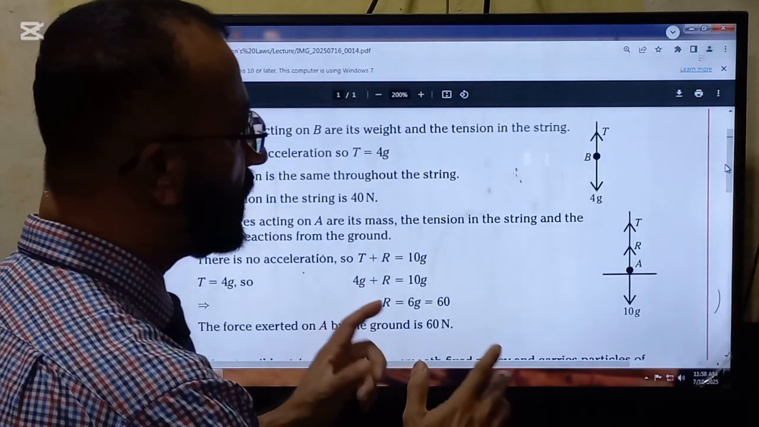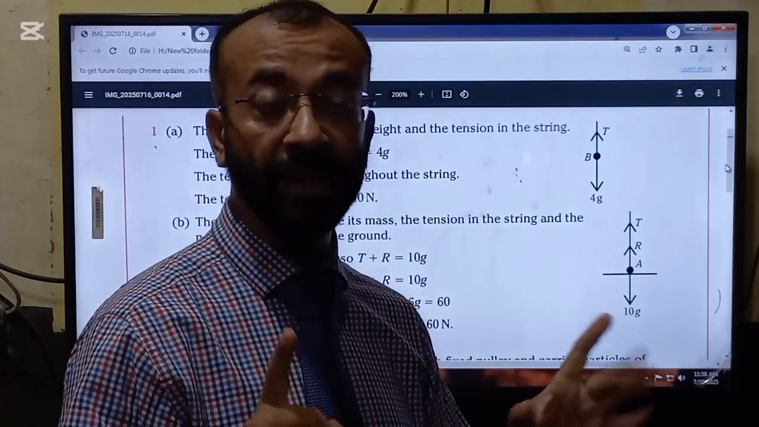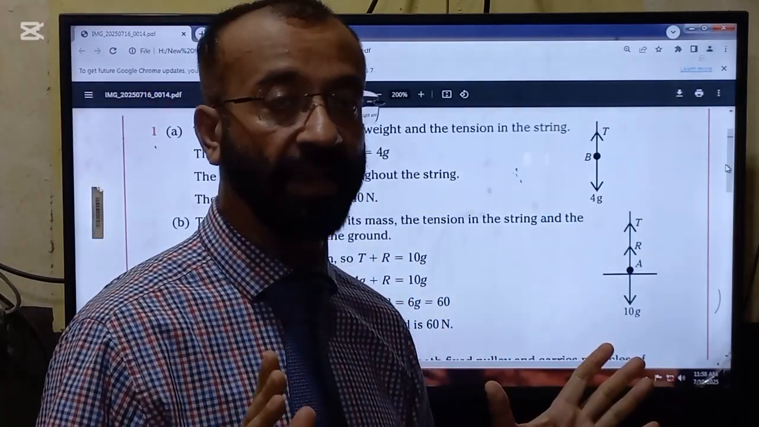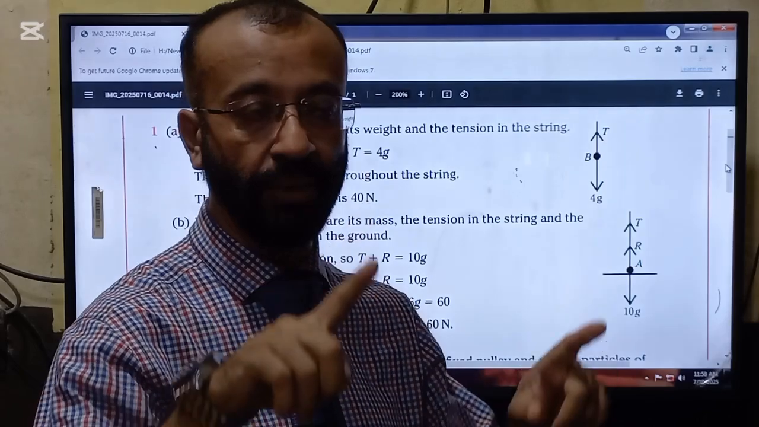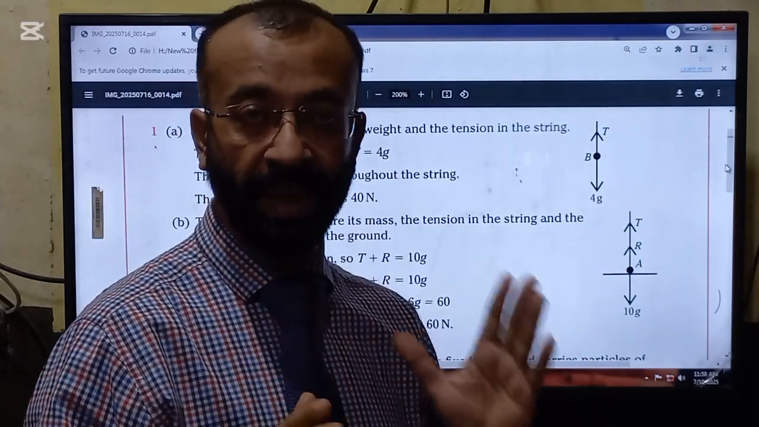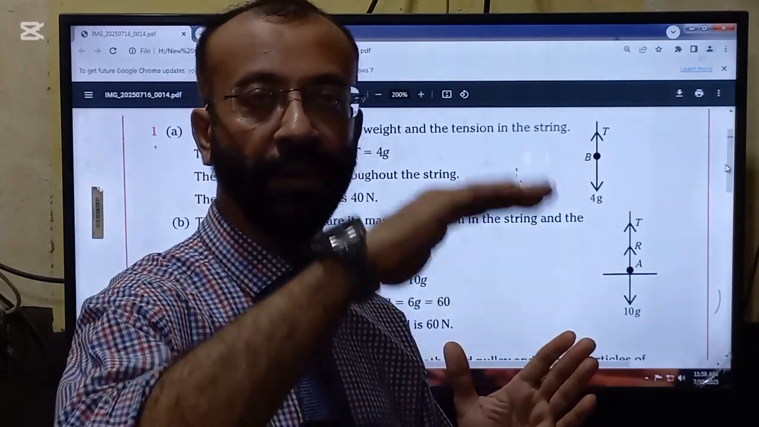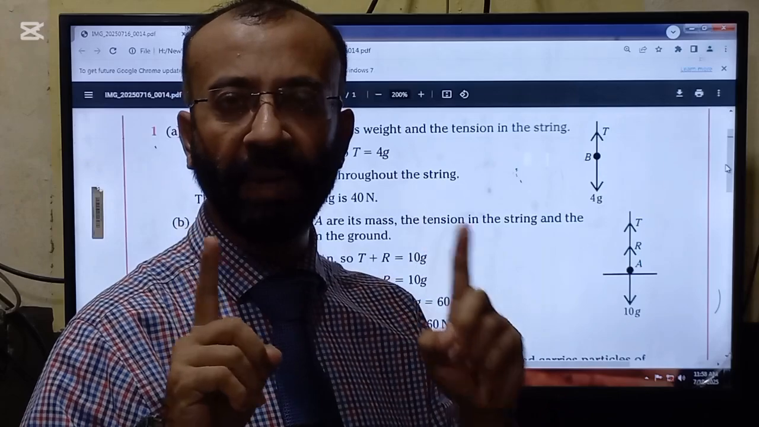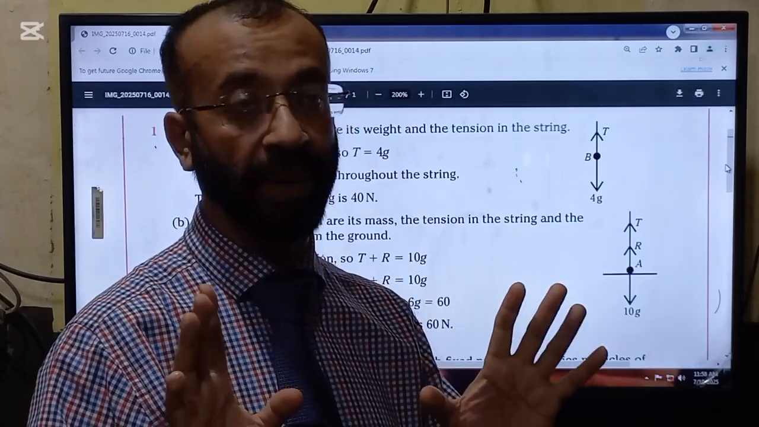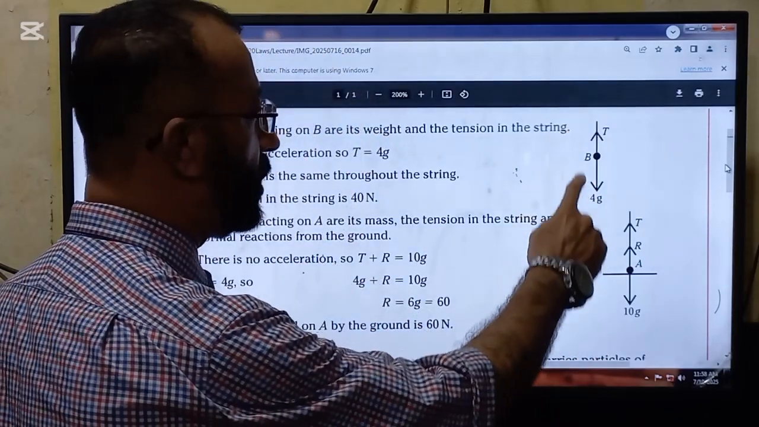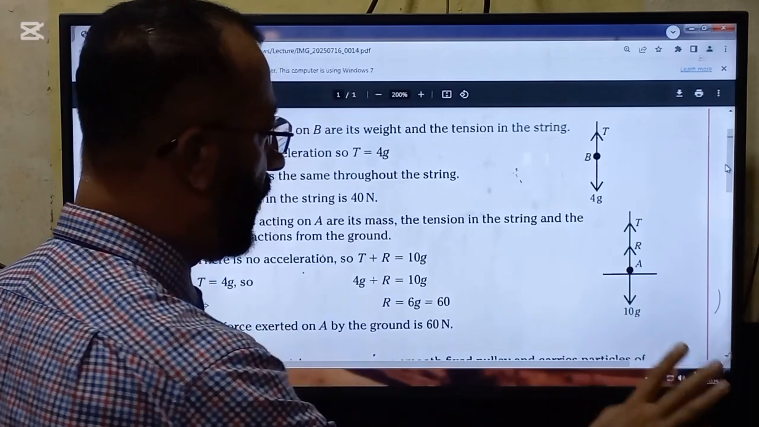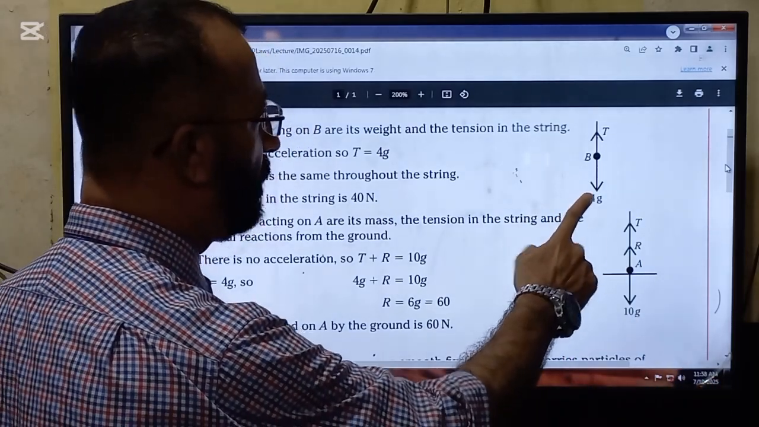So we will discuss the two bodies separately. So this is the method to solve these kinds of problems when the bodies are connected through an inextensible string passing over a smooth pulley. So you will discuss the bodies separately. So look now, here is body B and here is body A. So now for body B first.